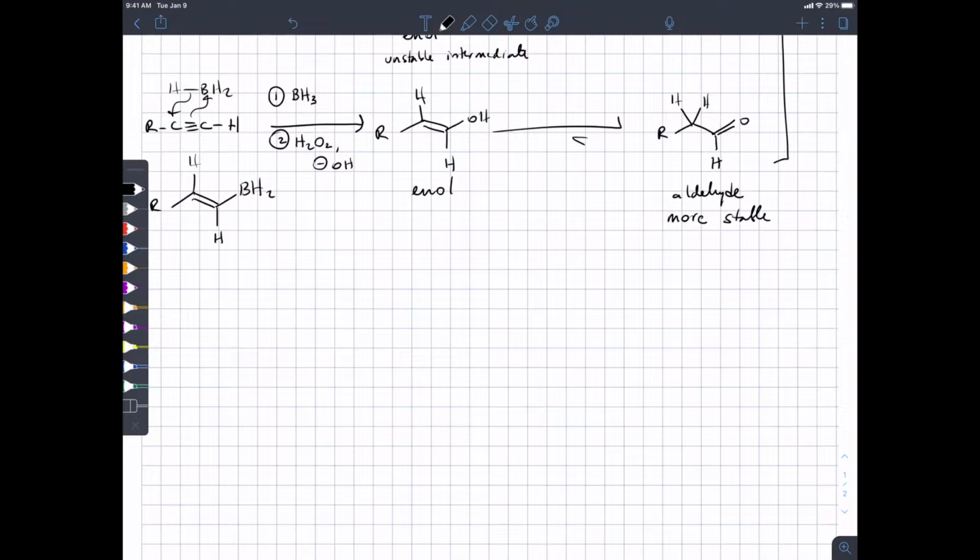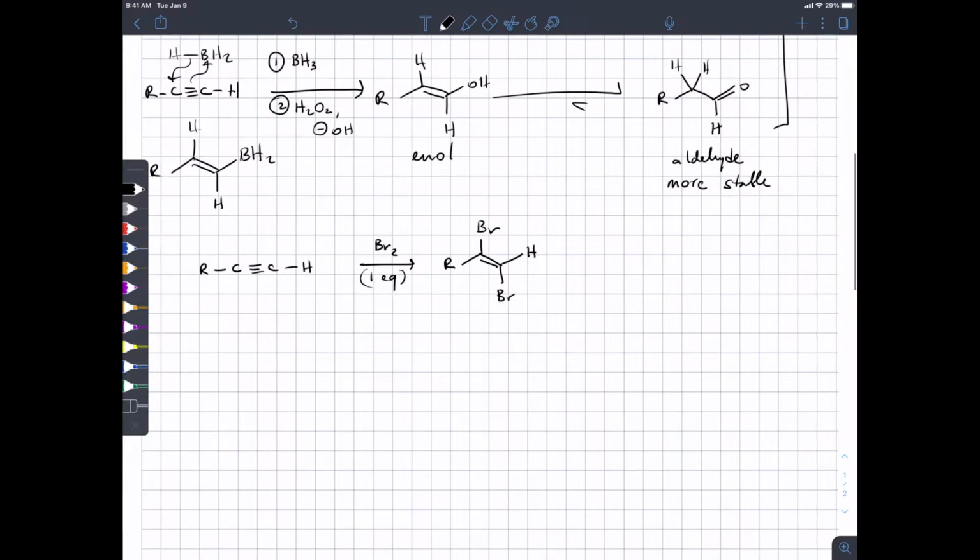I guess lastly, of course, if you wanted to, you could do a bromination reaction on an alkyne. If you used one equivalent of bromine, you would get the following molecule where the bromo groups are trans to each other. Presumably this would pass through a bromonium ion intermediate, just like with the alkene.